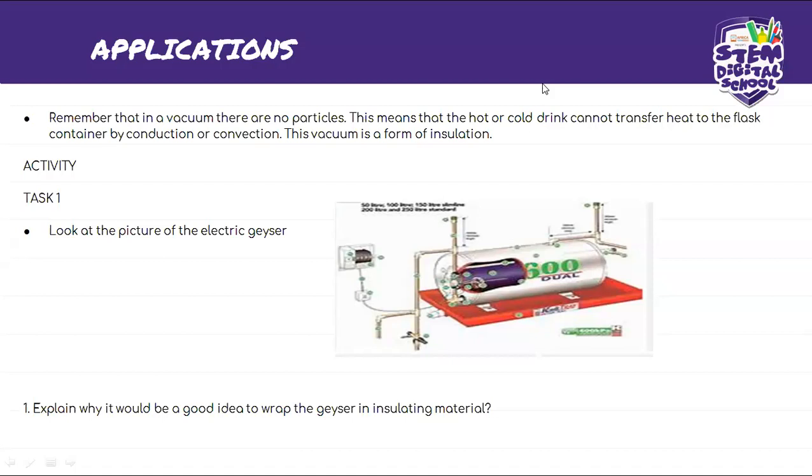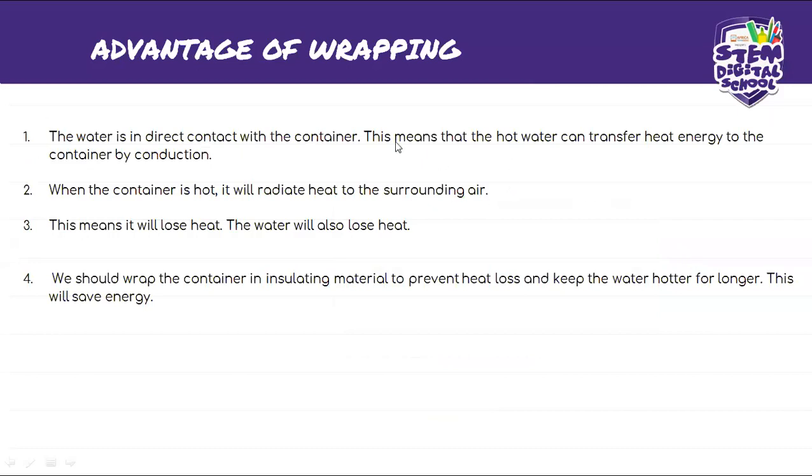Let me quickly give you the proposed answers. This is what you're supposed to see. The water is in direct contact with the container. This means that the water can transfer heat energy to the container. When the container is hot, it will radiate heat to the surroundings. This means that it will lose heat and the water will also lose heat.